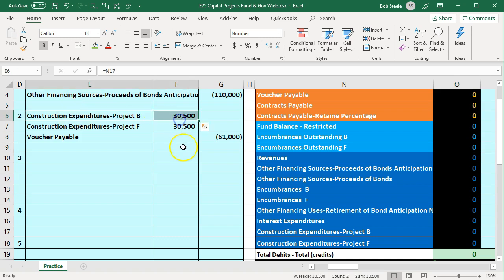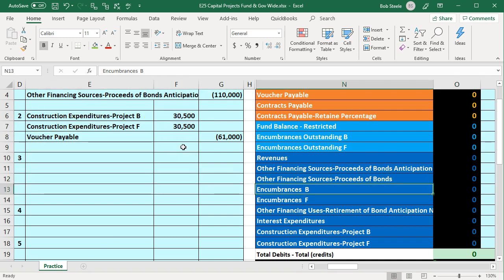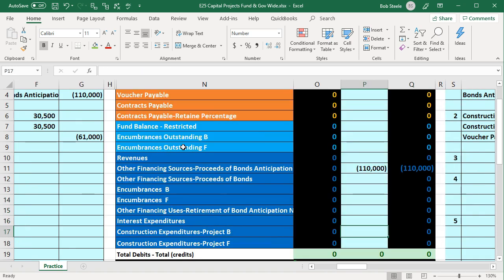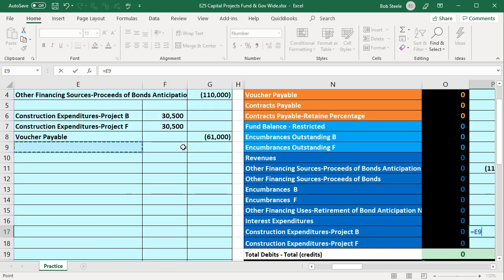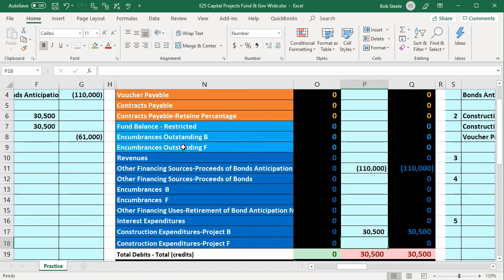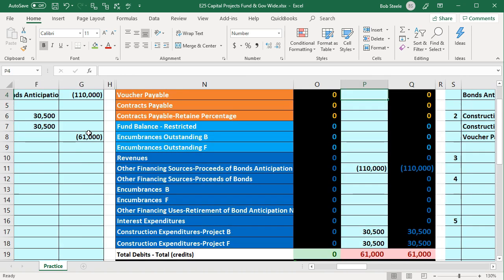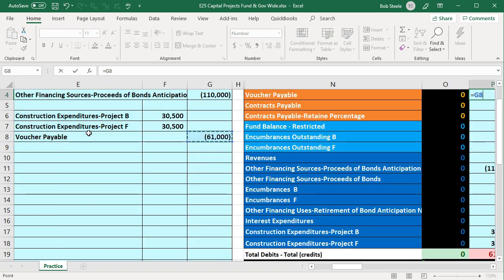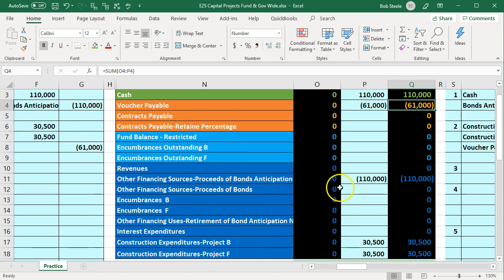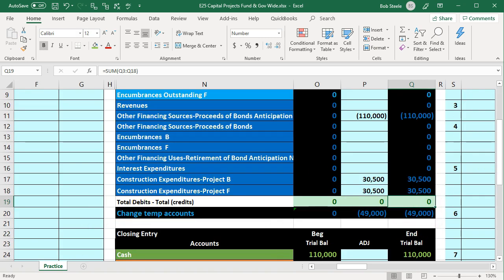So here we have this item. We're going to post this construction expenditures project B, and we'll be down here in P17. So within P17, we're going to say equals, and we're going to scroll back up to that $30,500. And then we're going to be right below it in P18, where we will say equals, and scroll back up to the capital projects for Project F, the $30,500. Then finally, we're going to pick up the vouchers payable. Vouchers payable is going to be up here in P4. Within P4, we will say equals, scroll back over and pick up that $61,000 for the voucher payable there. That then putting us back in balance.